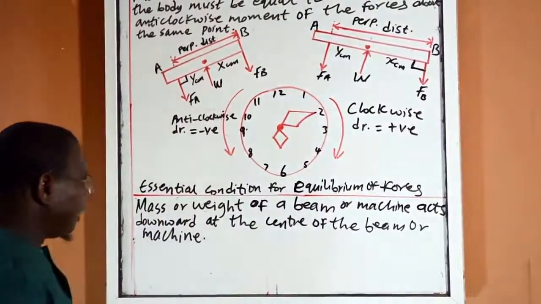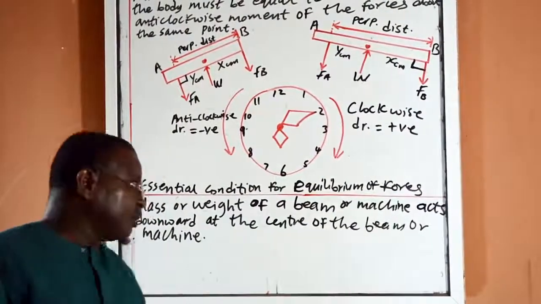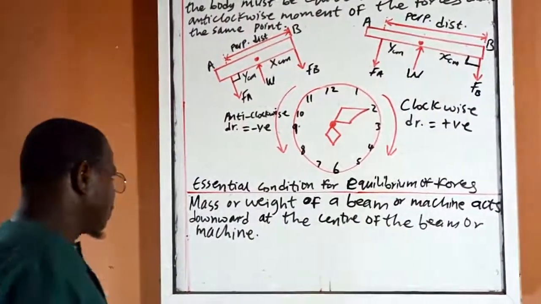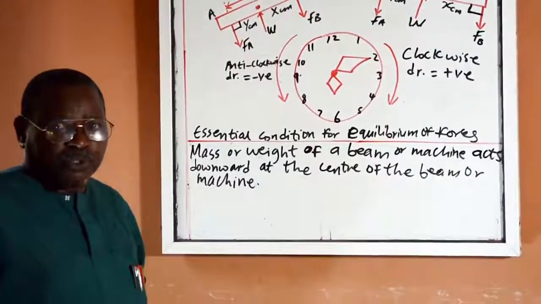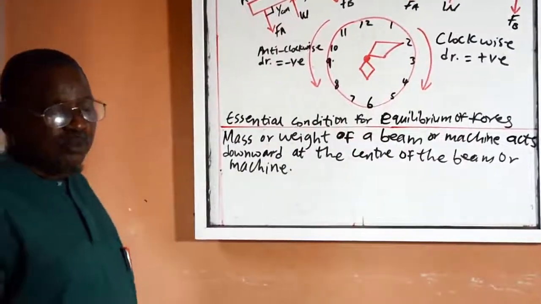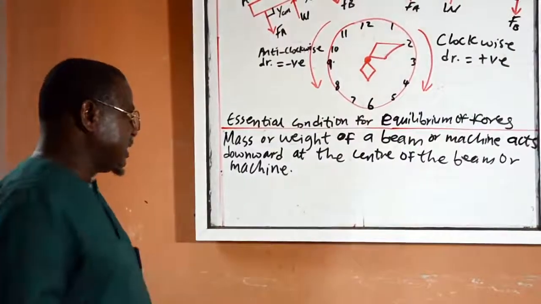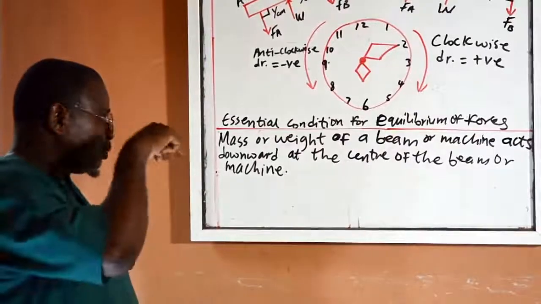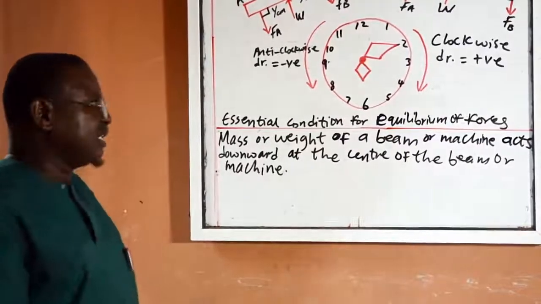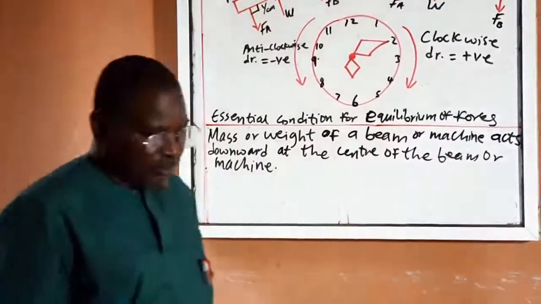So now there is an essential condition for equilibrium of forces, that is the mass or weight of the beam or machine must act at the center of the beam or machine. It must act downward at the center of the beam or machine.